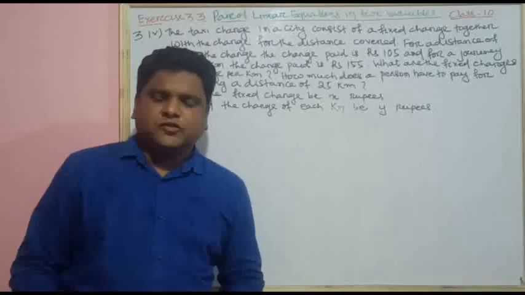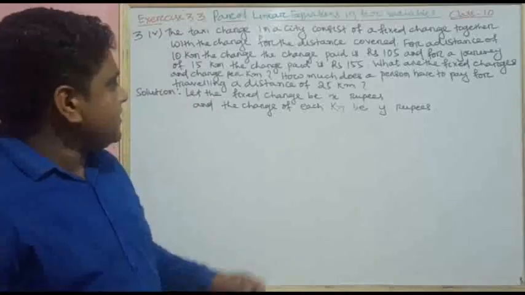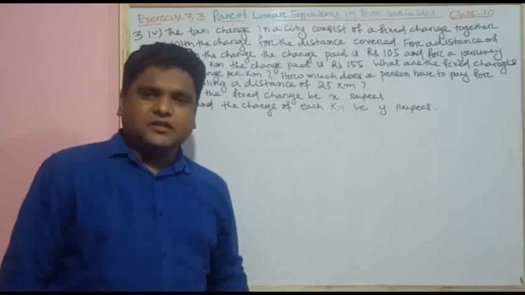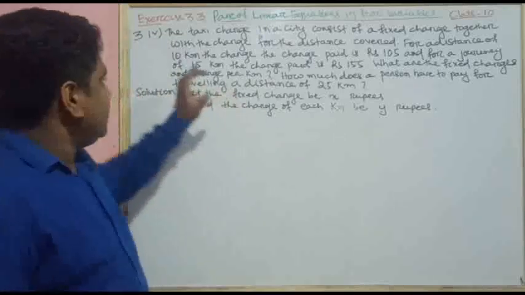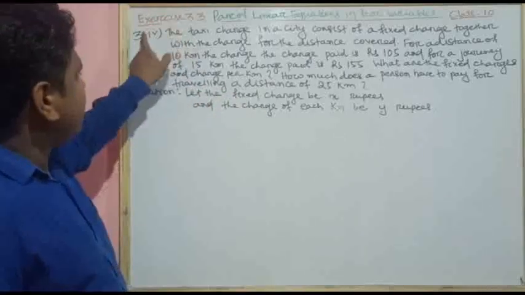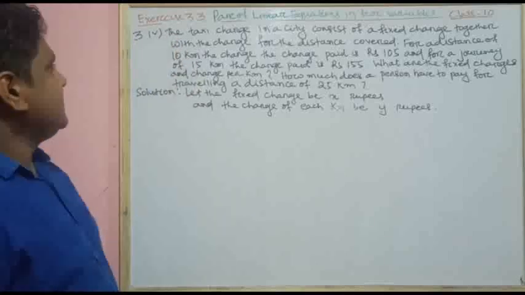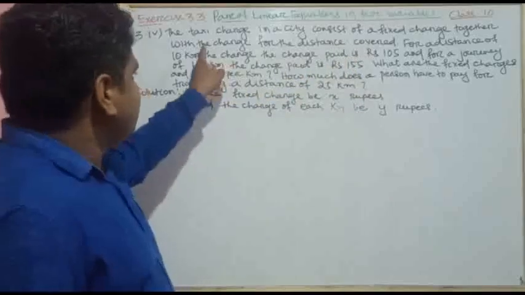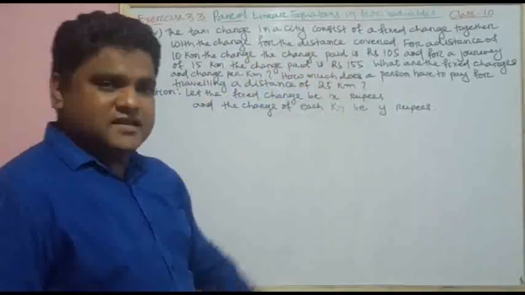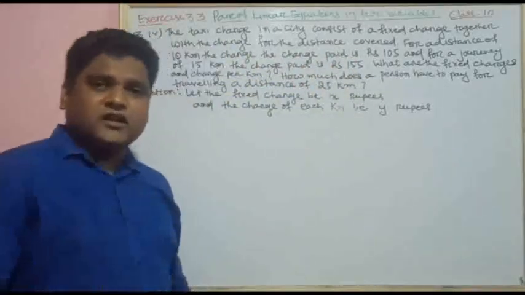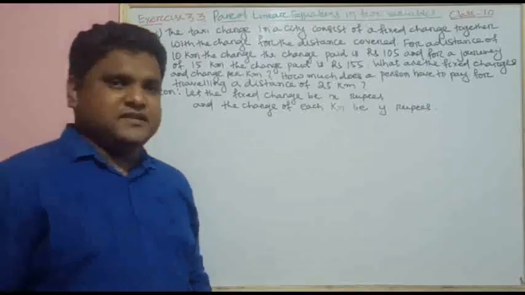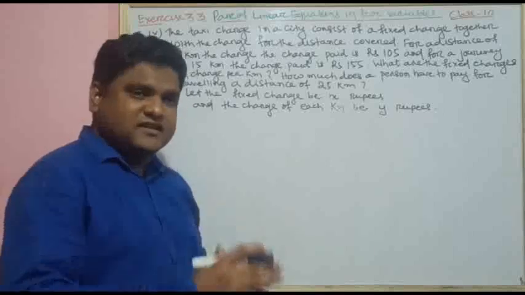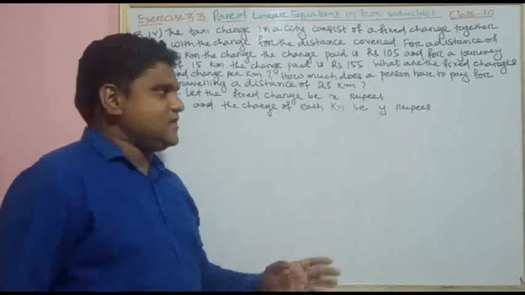My dear students, today we will take some word problems from the chapter Pair of Linear Equations in Two Variables, class 10. For this purpose we have taken exercise 3.3, question number 3. The taxi charge in a city consists of a fixed charge together with the charge for the distance covered. Means when you enter into the taxi you have to pay a fixed charge, and we have to pay a charge for each distance, or each kilometer of distance.